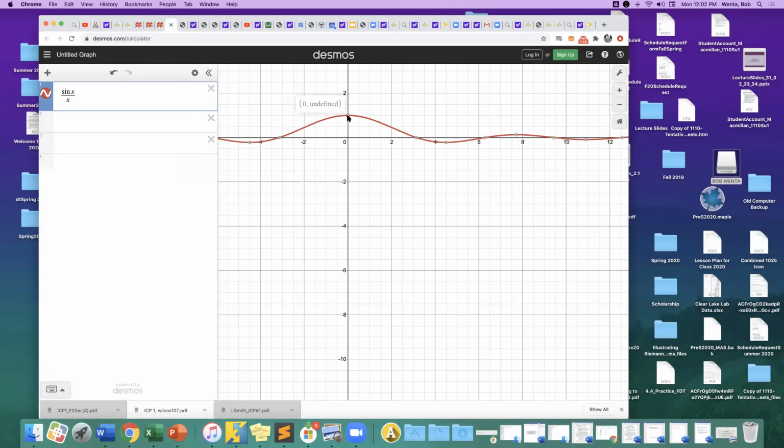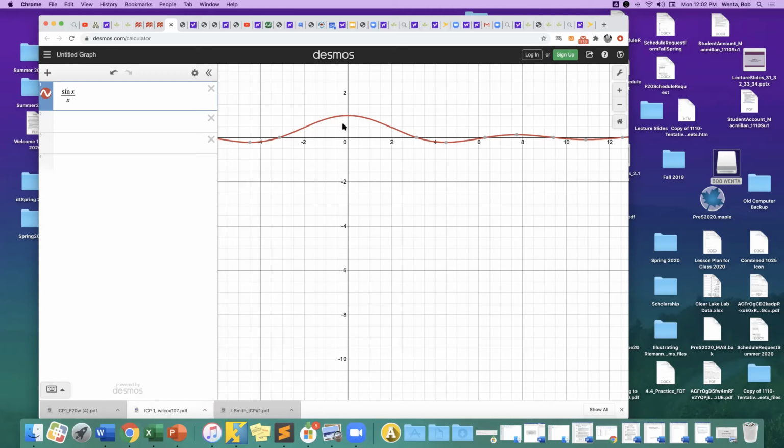When you get to 0, it's undefined because it causes the denominator to be 0. Notice the hole up there, in this circle there. All right, you got it. But the limit, because you're coming from the right and from the left to the same place, the limit is equal to 1 for that function.